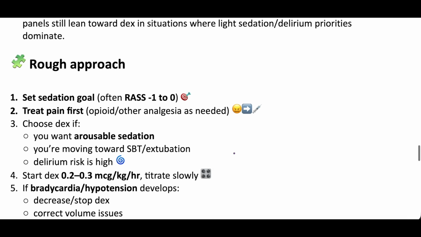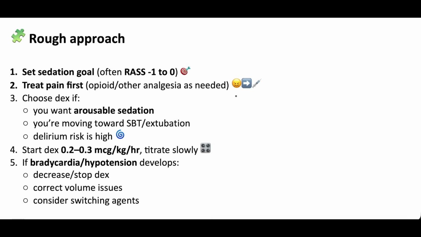Okay, rough approach from an educational standpoint. Decide your sedation goal. If it's a RASS of 0 to -1, treat pain first. We have an analgesia first strategy. You don't want to try to sedate the pain out of someone. If you treat pain first and you have not met your RASS of 0 to -1, consider using dexmedetomidine if you're able to. If they're not bradycardic, they don't have AV nodal blocking issues, maybe their hemodynamics will tolerate it well.